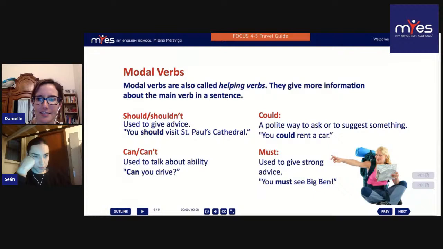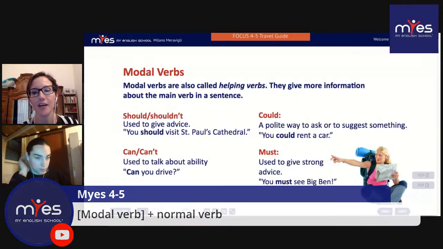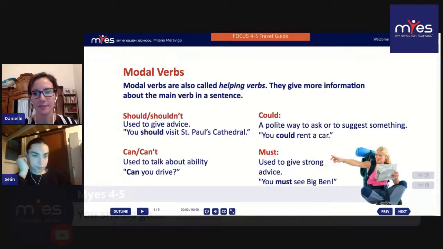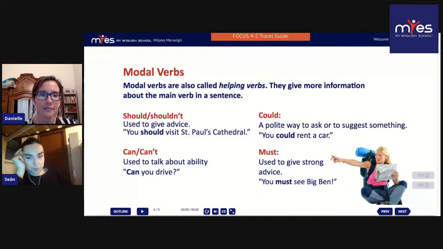One of the things that Sean said that was very important. Right, so you have the modal verb and then you have the normal verb, and you have it as the base form. There's no to. So for example, you should go. All right, there's no to. You should go, you must go, you can go, you can't go. All right, that's how we use it. Okay, let's go on for a little bit.